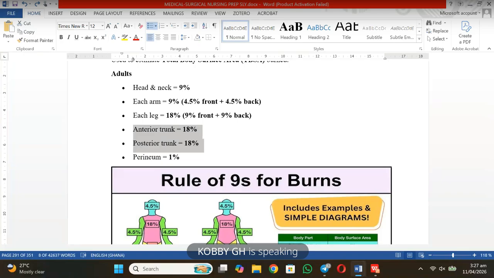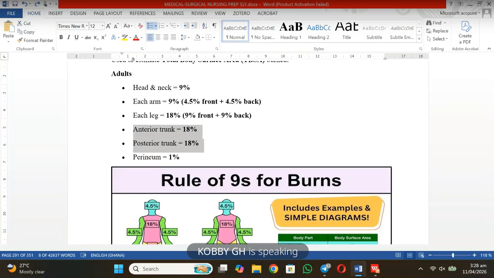If the examiner emphasizes the chest region alone, the chest region of the trunk, remember we have the anterior chest and the posterior chest. That one too will be 9 plus 9, which is 18. If the examiner says the stomach region of the trunk, that one too will be 9 plus 9, because for the stomach region we have the anterior and the posterior.